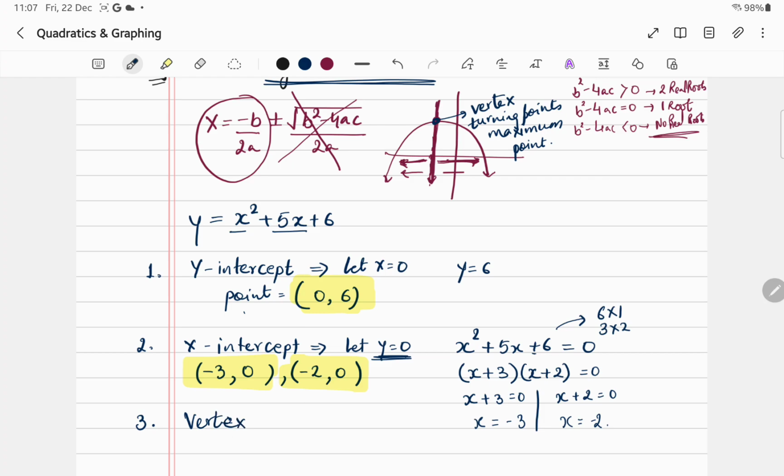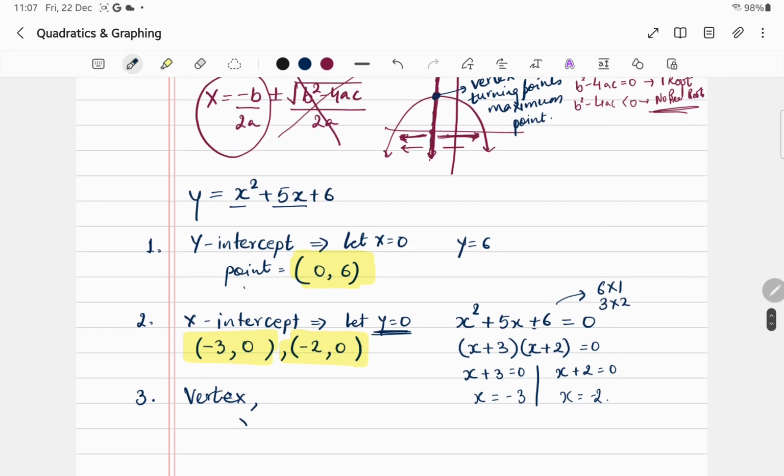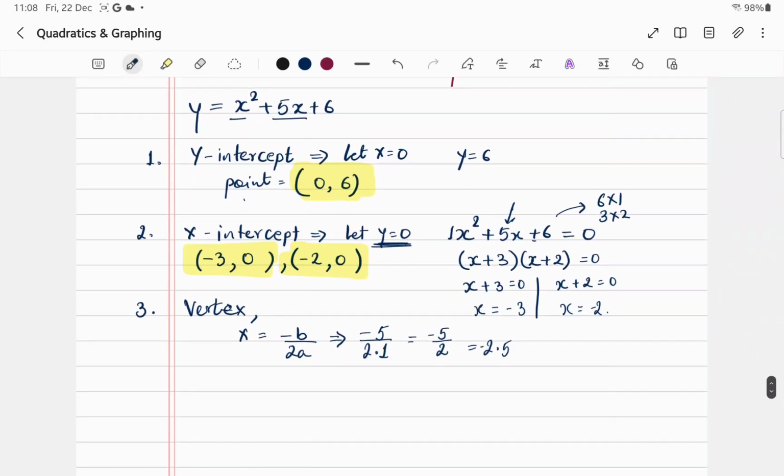To find the vertex, we first find the x value of the turning point. For this, x is equal to, as we just recently did, minus b over 2a. b is the second number in the equation, which is 5 in this case, over 2 times a, the first one. In this case, it is 1. So we are left with minus 5 over 2, which is minus 2.5. Now that we have got the x value, let's find the y value.